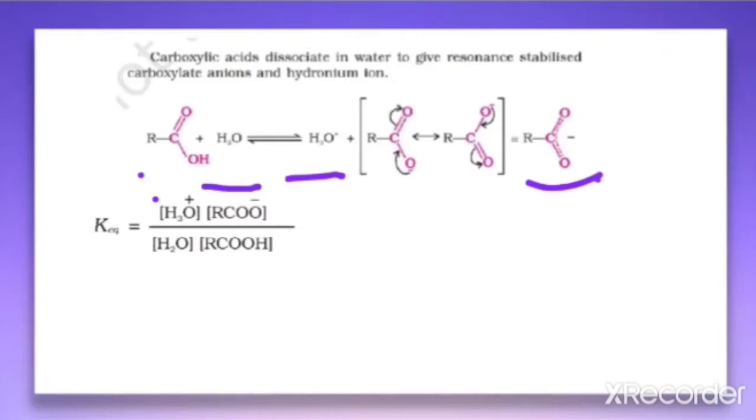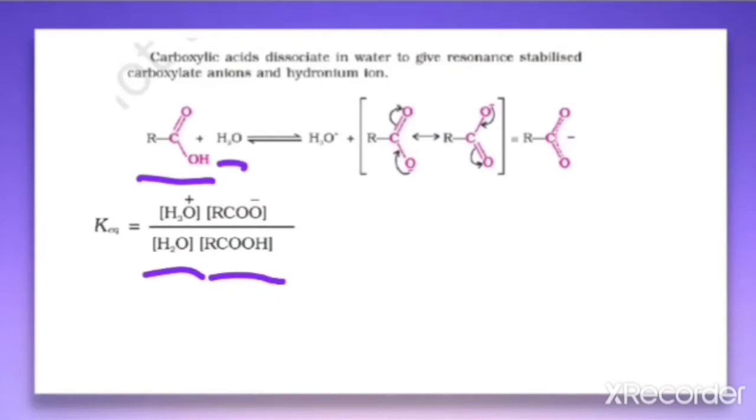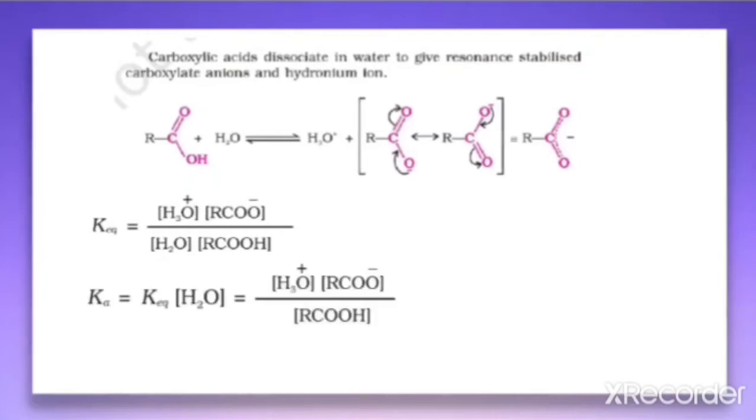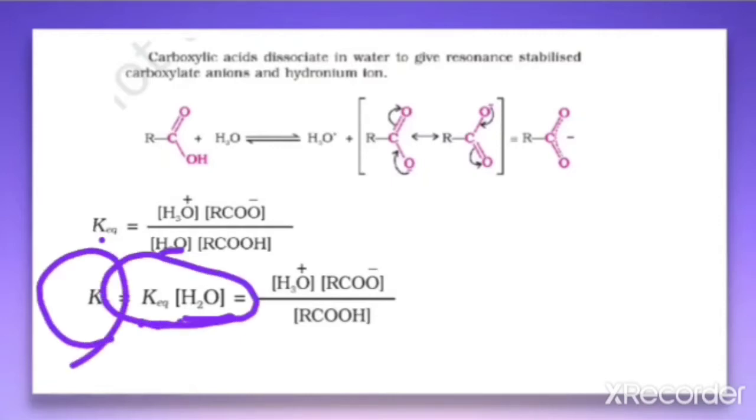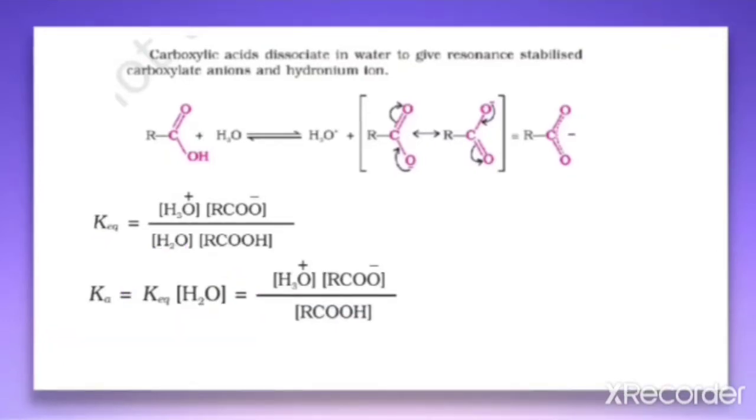And what is there on the reactant side? On the reactant side, we have RCOOH, whose concentration is taken, and the concentration of water is taken. But last year we already learnt that the concentration of a pure liquid can be taken as a constant. So better we rewrite this equation in this way, that is the equilibrium constant and the concentration of water, which is also constant. So together we take a new constant that is represented as Ka. Here Ka is called the acid dissociation constant, and Keq is the equilibrium constant.